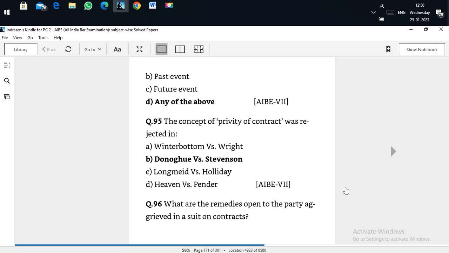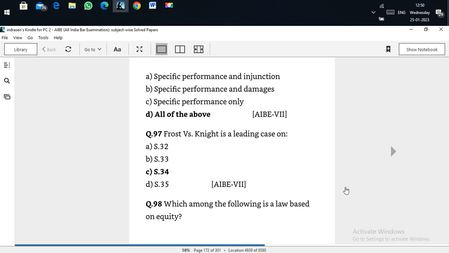What are the remedies open to the party aggrieved in a suit on contracts? It is specific performance and injunction, specific performance and damages, and specific performance only. All of them are correct. Frost versus Knight is a leading case under Section 39.